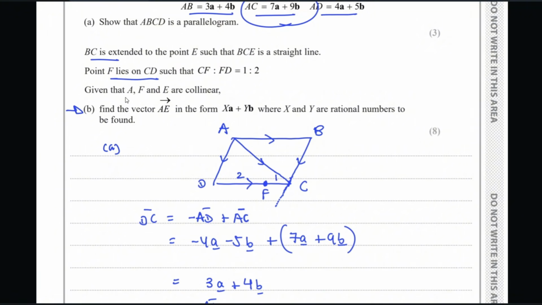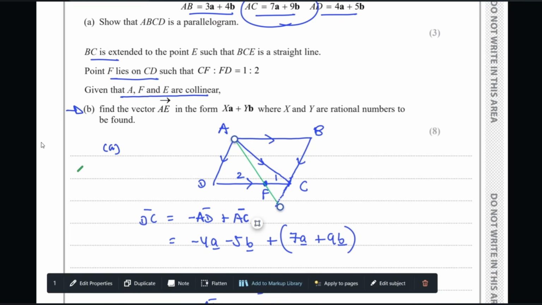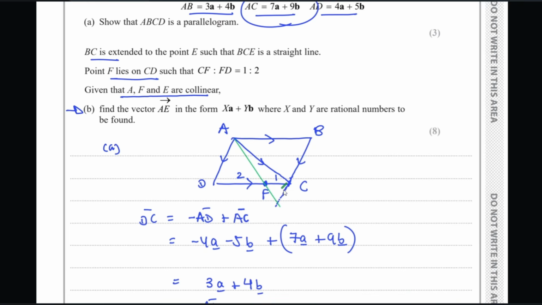And then, given that A, F, and E are collinear, we need to draw a straight line from A to F, and we'll extend it, and point E will be here. So this is point E. So BC is extended to BE, AF is extended to AE. A, F and E are collinear. Question B, find the vector AE, A to E, in the form xa plus yb, where x and y are rational numbers to be found.